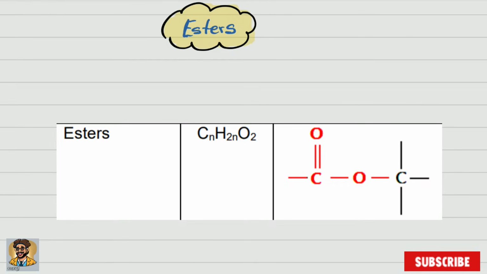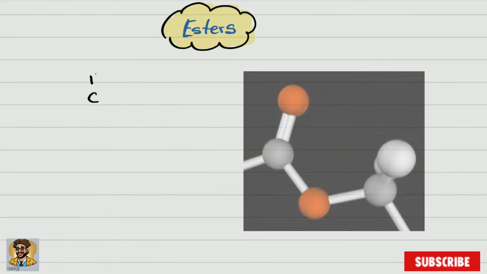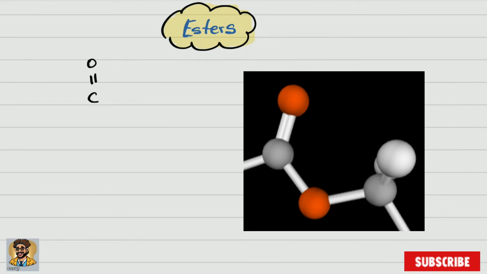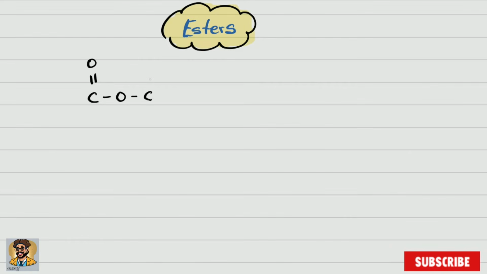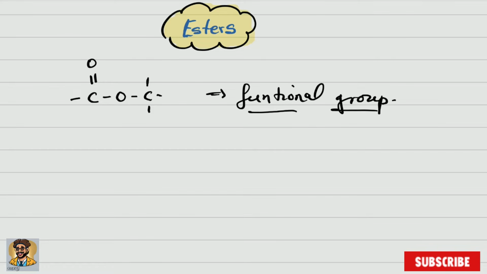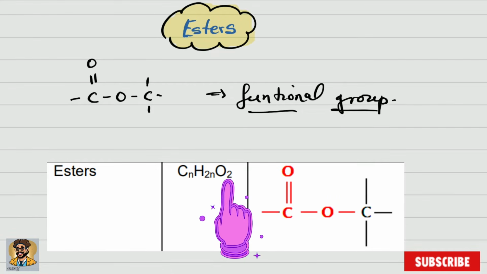Well, the first thing we have to know is what the functional group for esters is. The structural formula of the functional group is one carbon that has a double bond with one oxygen, and that carbon is bonded to another oxygen that is bonded to a carbon. This is the functional group of an ester. So whenever you find an organic compound that is an ester, you will have two oxygens. That is important to know here.